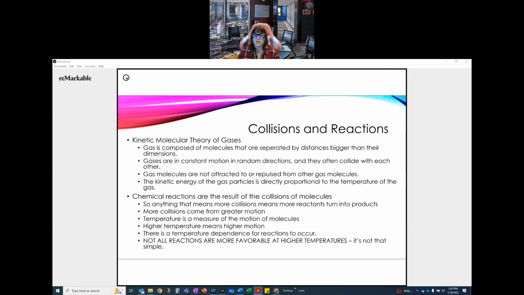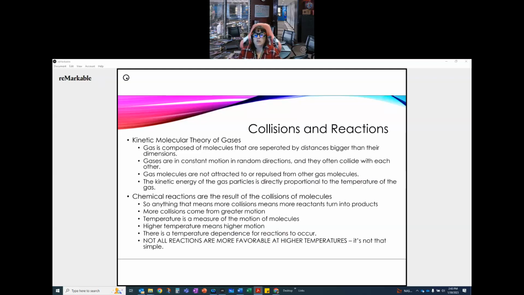So chemical reactions are the result of collisions of molecules. And in my head, this makes total sense to me because I can't have a reaction unless I collide with something. So I have to at least physically meet that thing for something to happen. So I can't rearrange my bonds just because there's that dude over there. That's not how that's going to work. We have to be in the same space, okay?